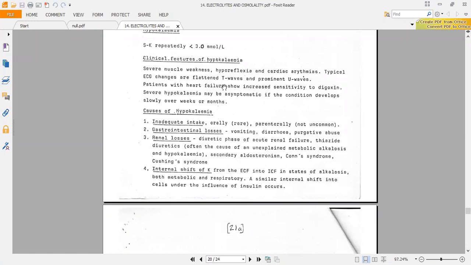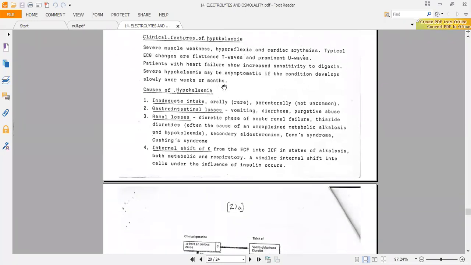What can cause hypokalemia? Like all the other principles, one, inadequate intake. This one is not common. The commonest ones are the GIT losses and the renal losses. As we saw again, someone with vomiting, someone with diarrhea. Okay, renal losses.